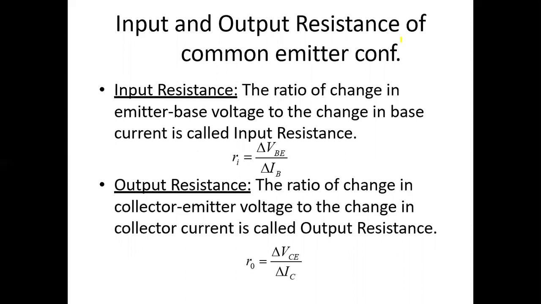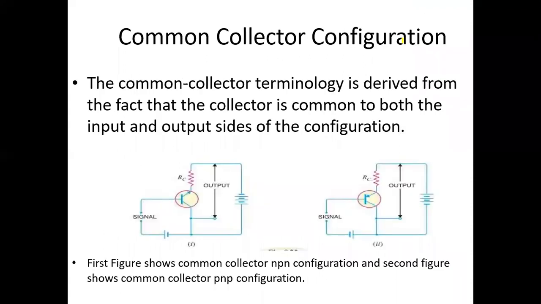Here, input resistance is the ratio of the change of the base-emitter voltage to the change of base current, and it is called input resistance. The ratio of the change in collector-emitter voltage to the change in collector current is called output resistance.